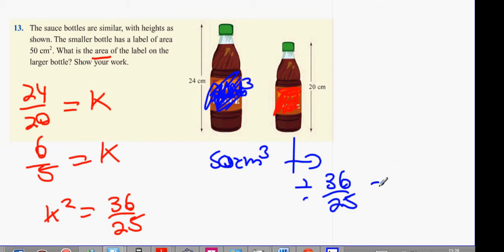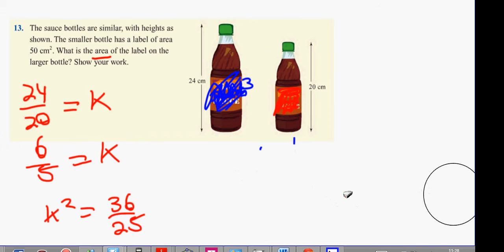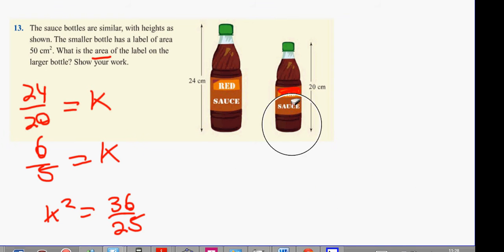Okay? 34.72. So smaller bottles are 50 centimeters, not bigger. Oh, for God's sake. Alright guys, sorry. The smaller bottle is the one that's 50, not the bigger bottle. So guys, the smaller bottle is 50, the bigger bottle we don't know.